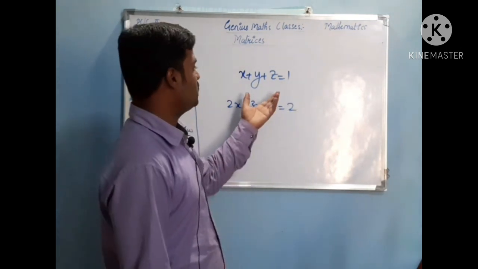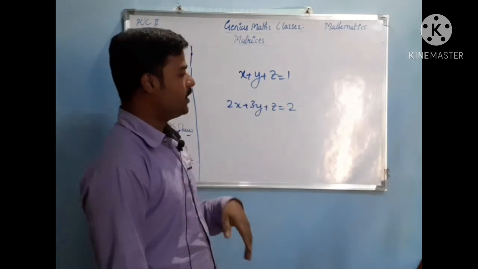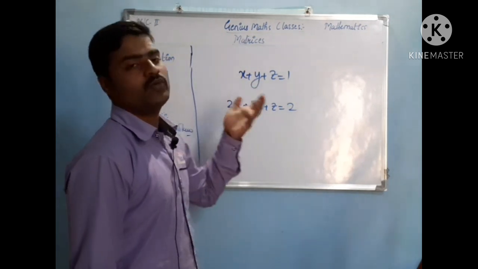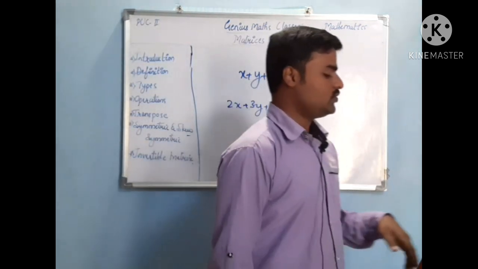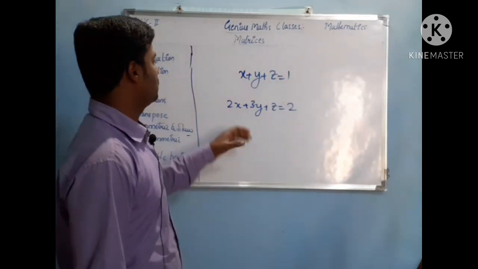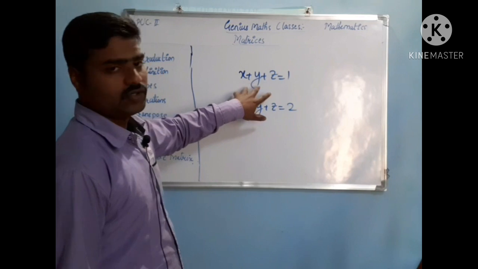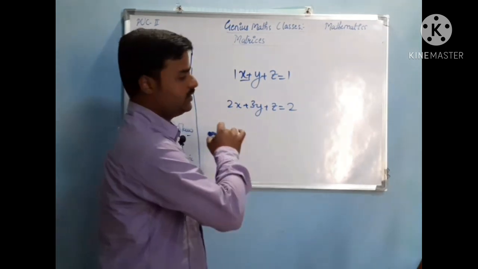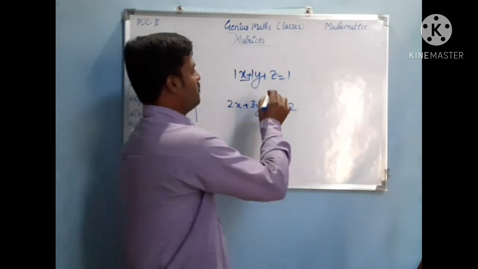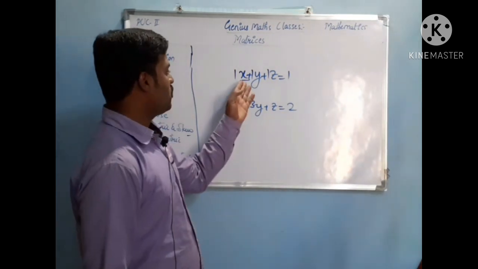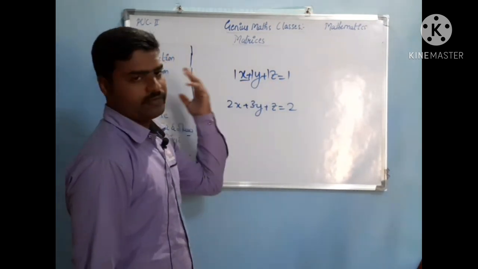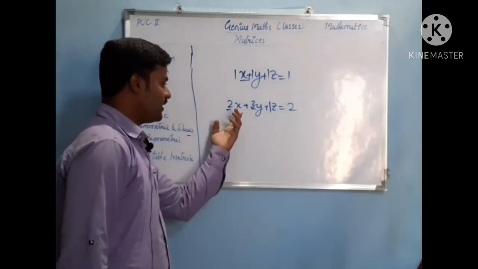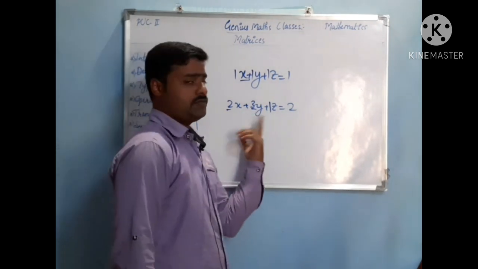By that method you can solve for the values, but here with the help of matrices we can easily solve it. I think you might know about the coefficients here. The coefficient of x is 1, the coefficient of y is 1, and the coefficient of z is 1. Similarly here 2, 3 and 1: the x coefficient is 2, the y coefficient is 3, the z coefficient is 1.